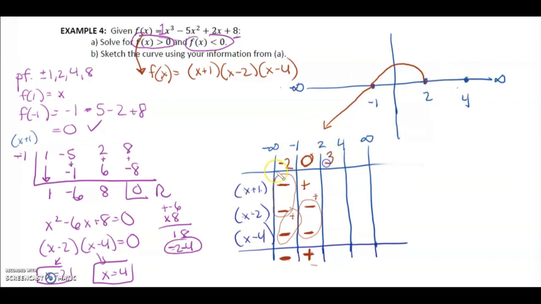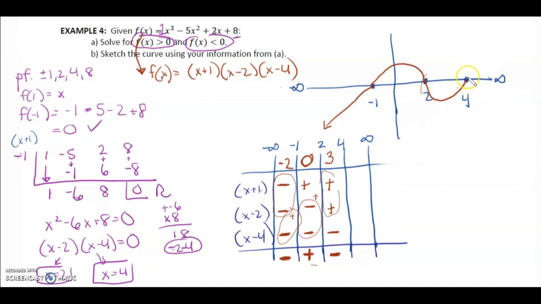Now, let's test a number between 2 and 4. Well, let's test 3. 3 plus anything is going to yield a positive number. 3 minus 2 is still positive. 3 minus 4 is negative. These are all positive, that's fine. And then we have one negative, so this is negative overall. So that's going to be below the x-axis.